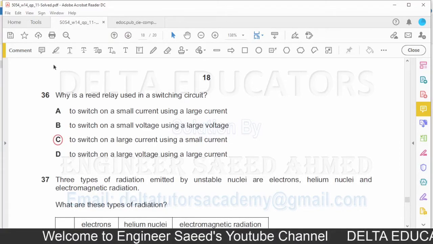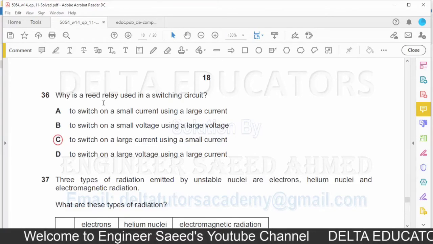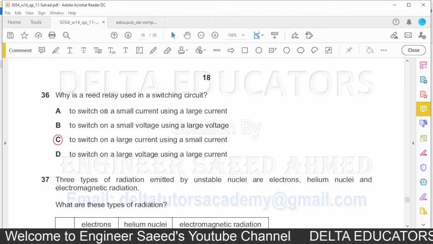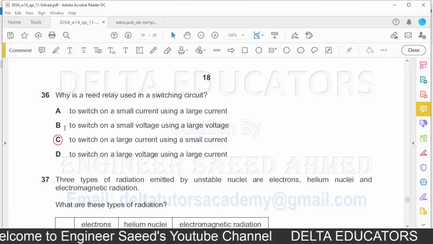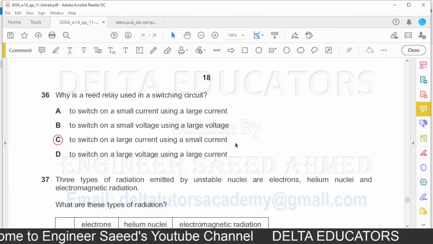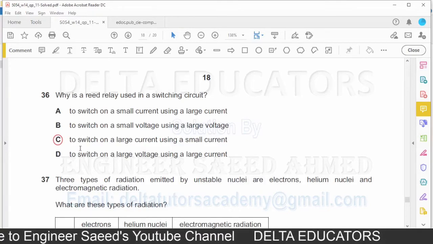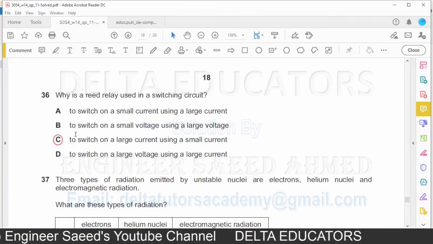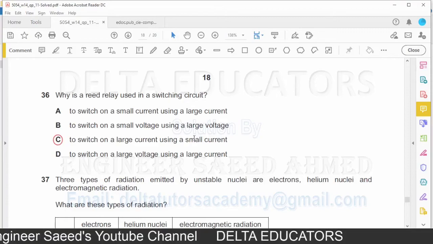Question number 36. Why is a reed relay used in a switching circuit? Option A, to switch on a small current using a large current. No. Option B, to switch on a small voltage using a large voltage. No. Option C, to switch on a large current using a small current. Yes, it is the correct option. Option D is to switch on a large voltage using a large current. Our correct option is option C, to switch on a large current using a small current.